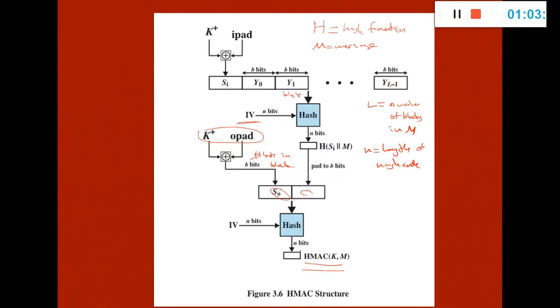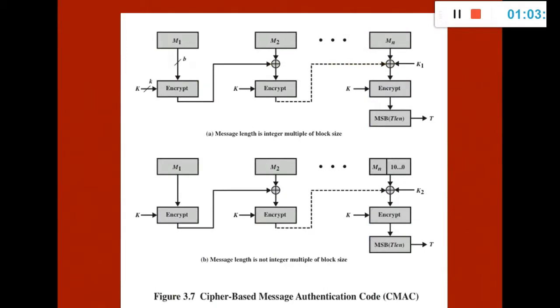Of course, on the receiver side it must match this one. You can also use a cipher-based message authentication code, just like cipher block chaining mode. The cipher-based MAC is used for AES and DES. The block size b depends: if AES, it is 128 bits; if DES, it is 64 bits.